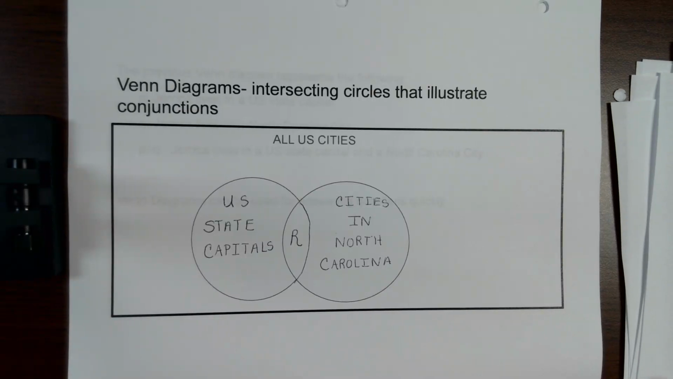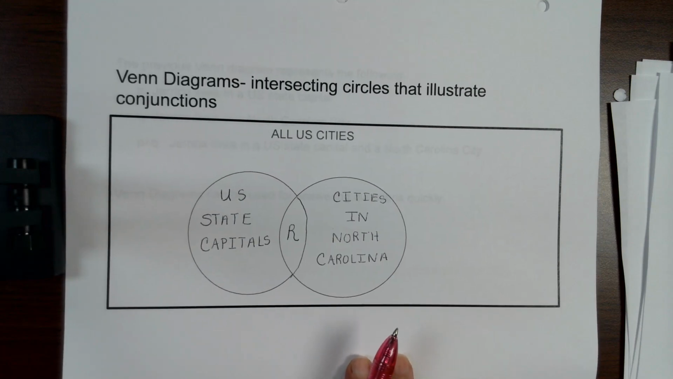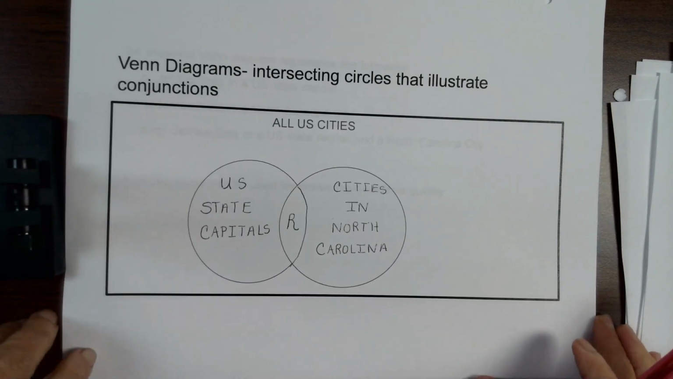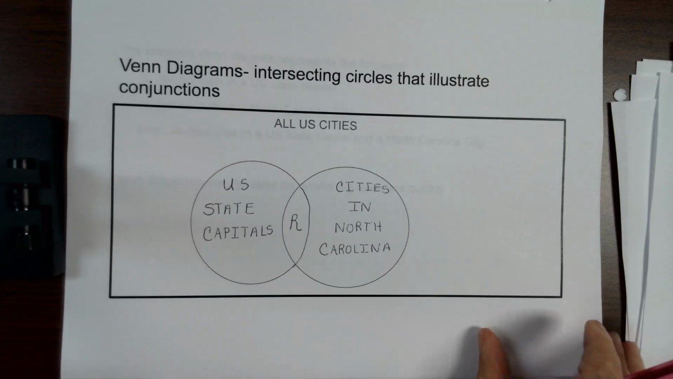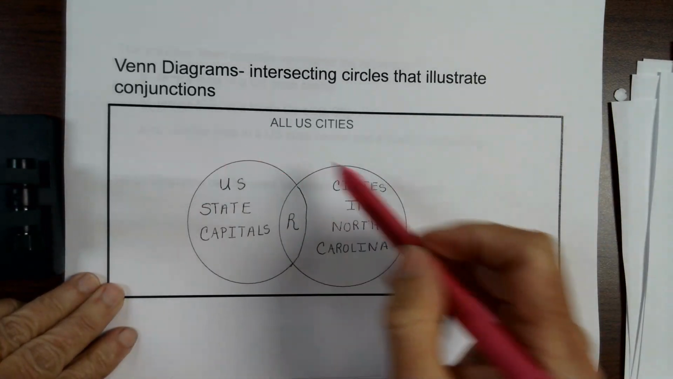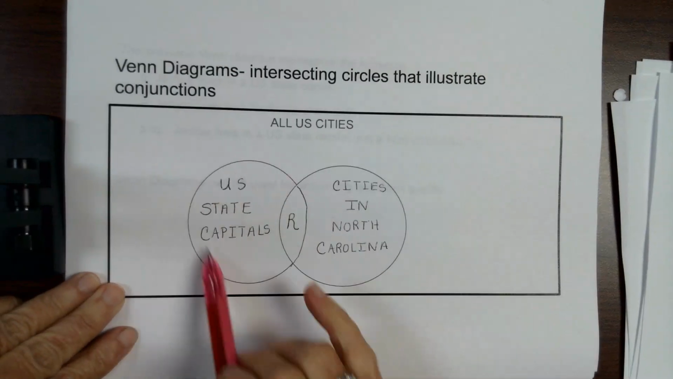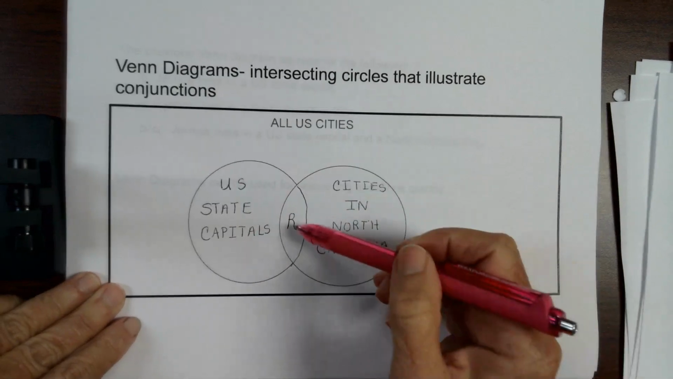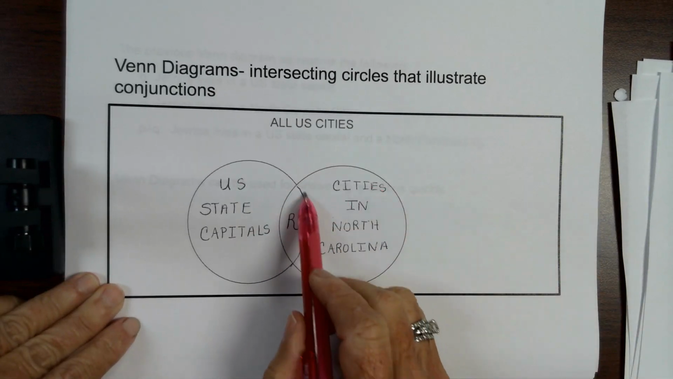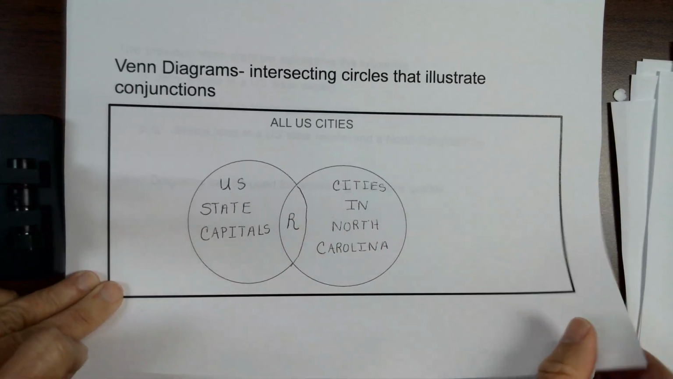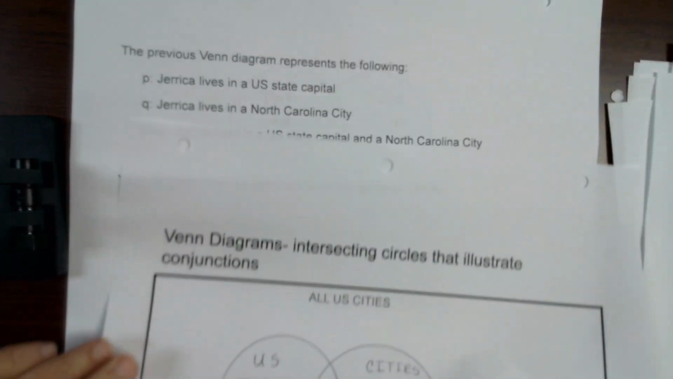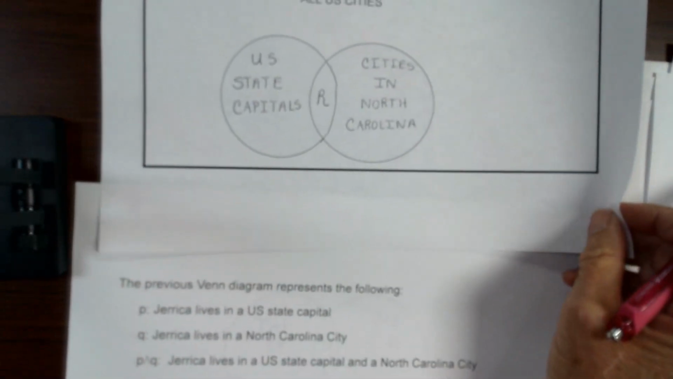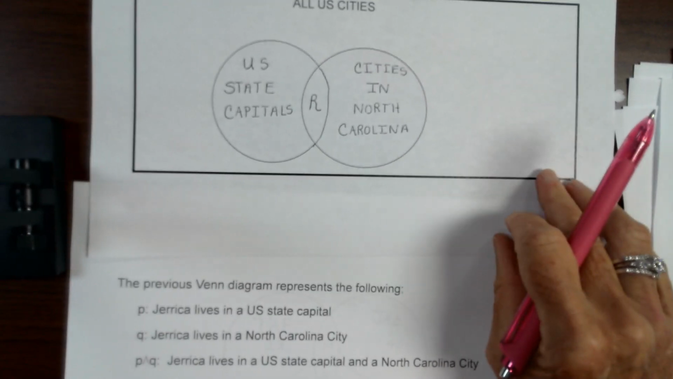Venn diagrams are diagrams with intersecting circles, and they can represent the information that we have. So if I have this, I might have this statement, P and R. You've got U.S. state capitals, you've got cities in North Carolina, and the intersection between them is R. So on this diagram, I don't know how to show you both at the same time. Okay, maybe we can do it that way.